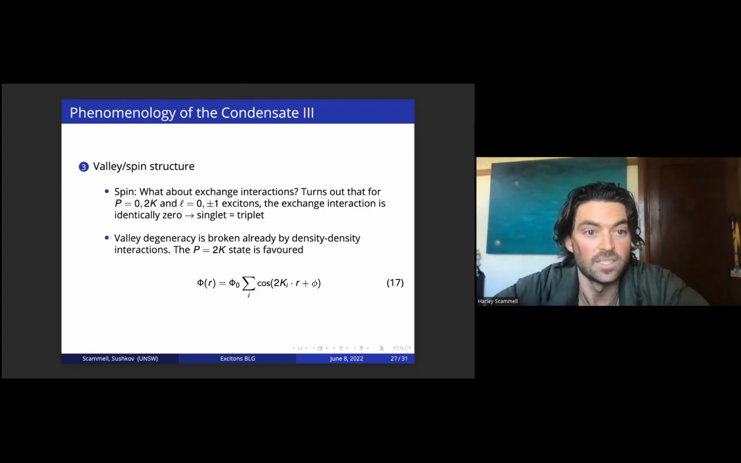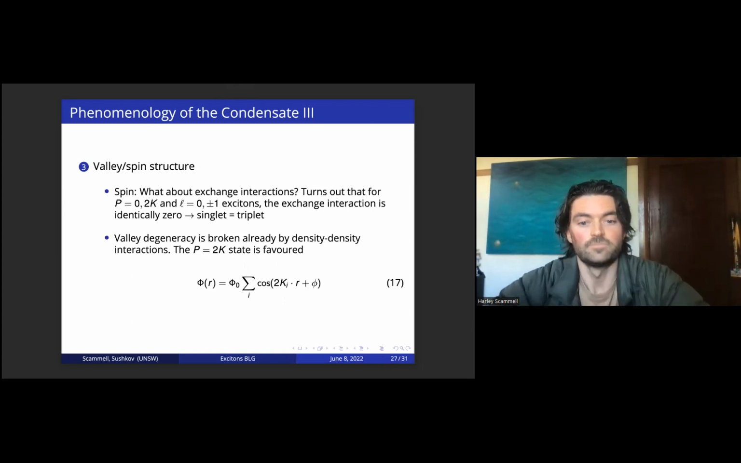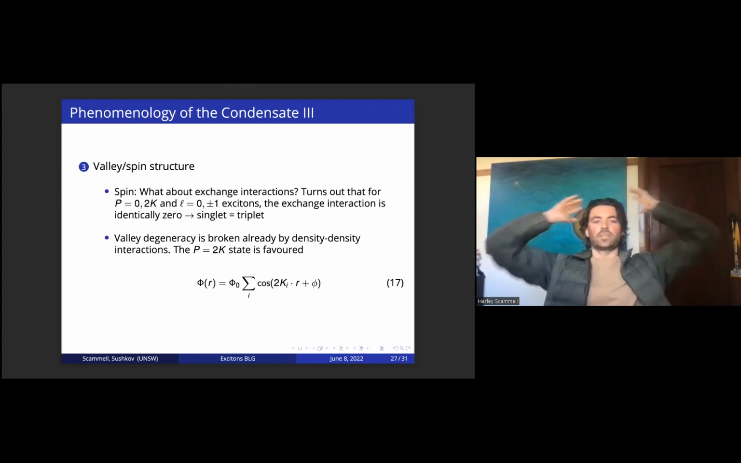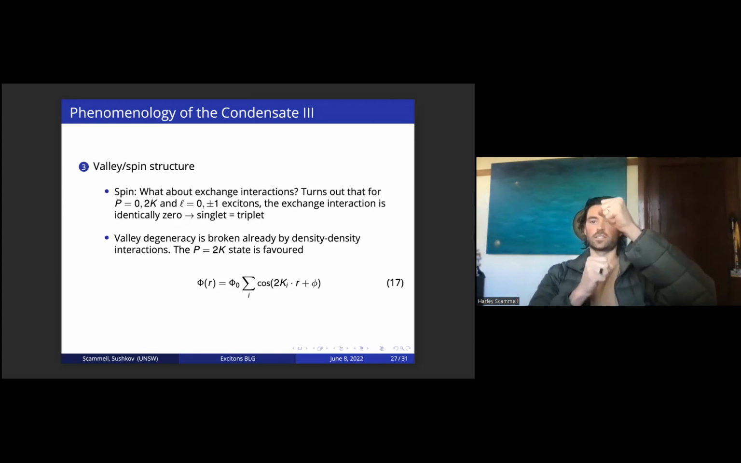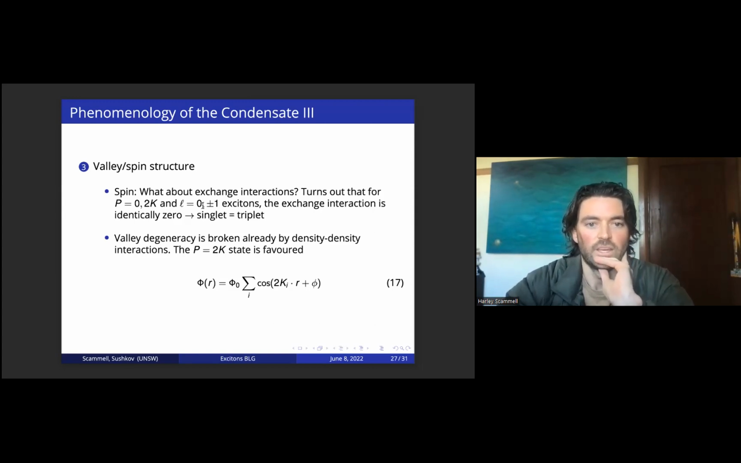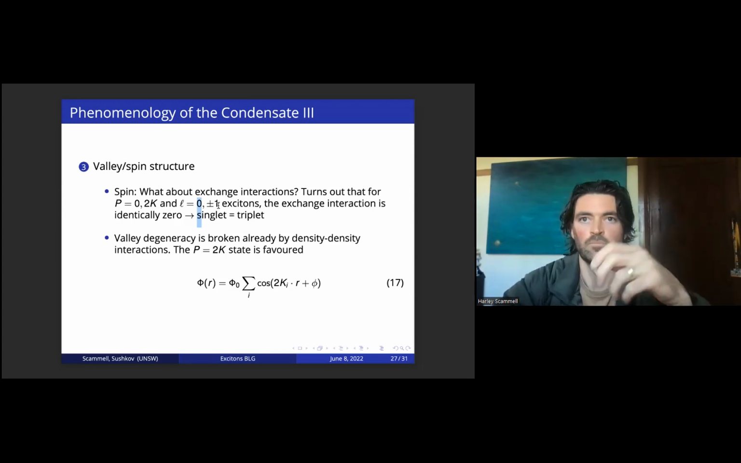The final point in this messy slide is the spin and valley structure. So at the start, I said that spin singlet equals spin triplet. And this is basically a byproduct of us choosing a density-density type interaction, but which ignored exchange interactions. So we go ahead and compute exchange interactions, and it turns out that for the L equals 0, so the S wave and the P wave excitons, the exchange interaction is identically 0, not just numerically close to 0. There's some selection rule that rules out this exchange interaction from having any influence. So singlet remains degenerate with triplet.